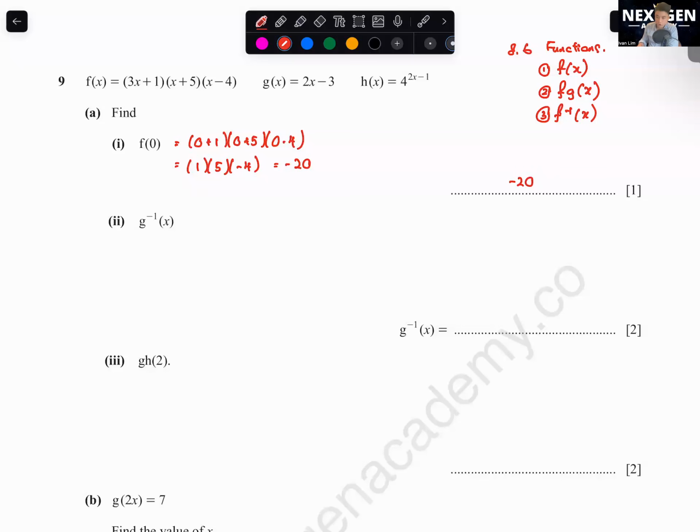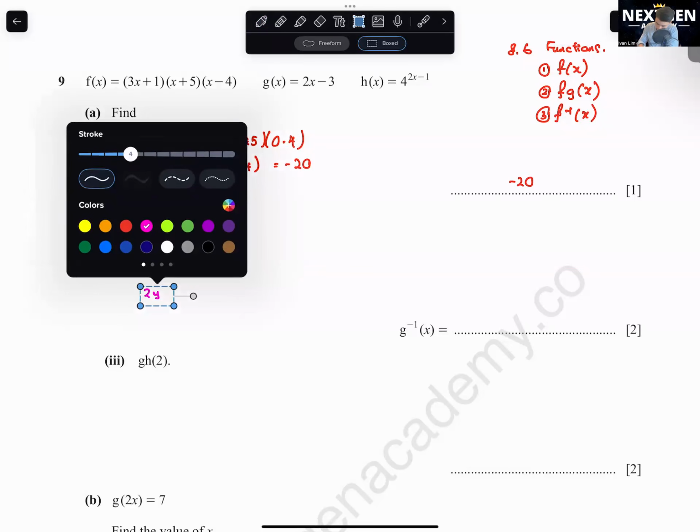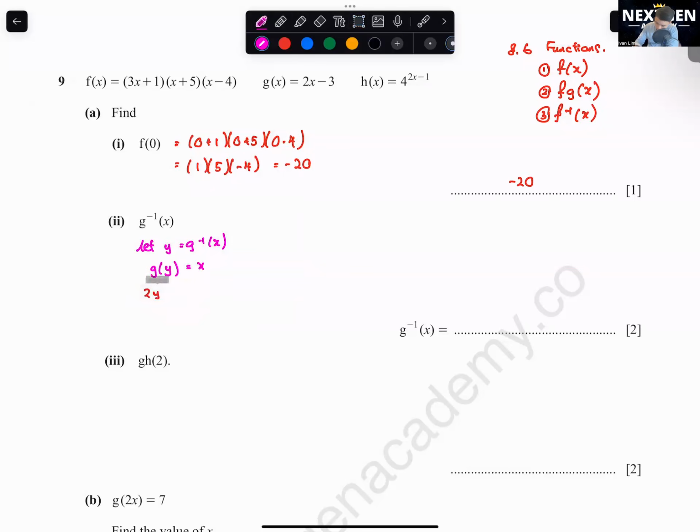Next one, G inverse. For G inverse, I always start with this statement here. I want you all to remember this. Let y equal G inverse x, so gy equals x. We always start with this statement when we do inverse. So what is gy? Gx is 2x minus 3, so gy will be 2y minus 3 equals x.